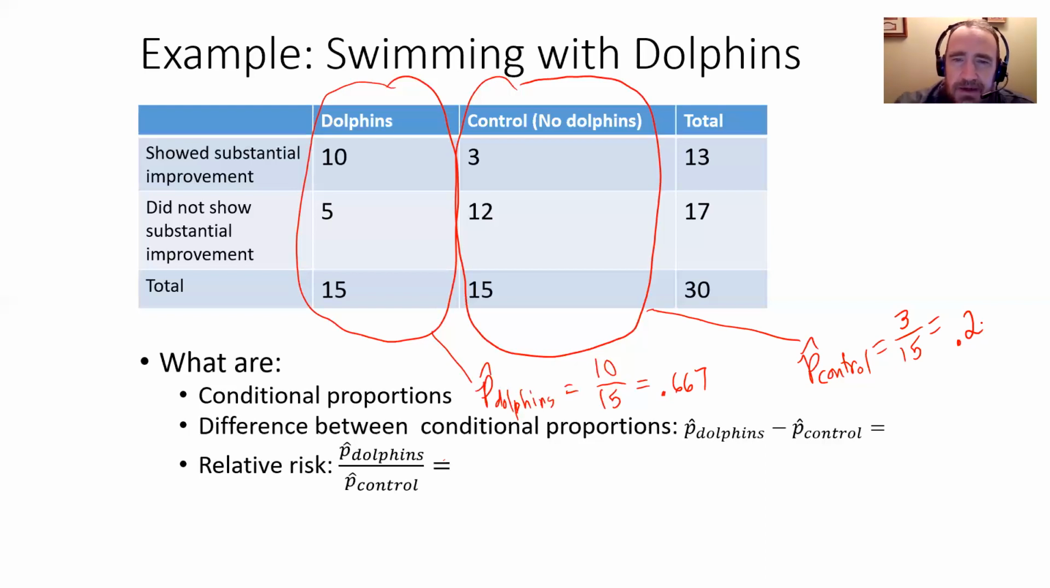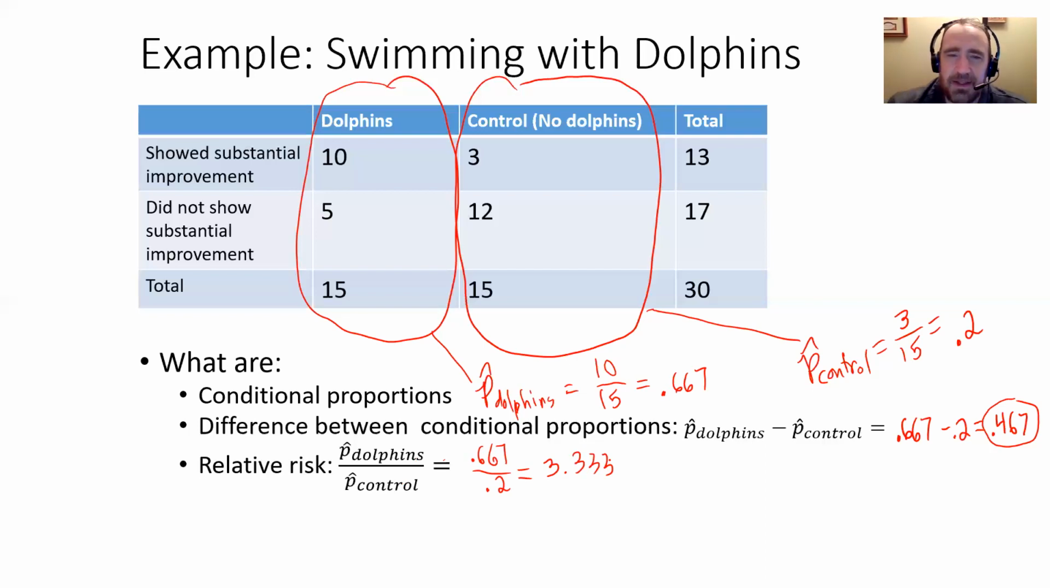So I've got my two conditional proportions. And it's already pretty clear that things were going better when people were swimming with the dolphins. We got a lot higher proportion of success than without. What is the difference between those two? Well, we simply subtract them, 0.667 minus 0.2, and that would give us 0.467, almost 50% more success with dolphins than without. That's a pretty big difference. How about the relative risk? Proportion of success with the dolphins, 0.667, divided by the proportion in control. And that turns out to be about 3 1/3.